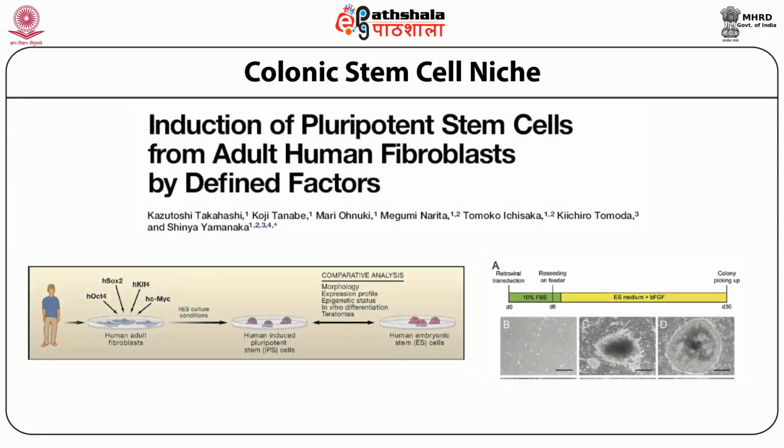In a classic work by a Japanese scientist, Yamanaka, he and his group discovered 4 factors, namely OCT, MYC, SOX, and KLF, which can transform a normal fibroblast into a stem cell-like cell. This is a process of induced pluripotency, and the cells thus derived are called iPSCs. For this work, Yamanaka was awarded the Nobel Prize in Medicine.